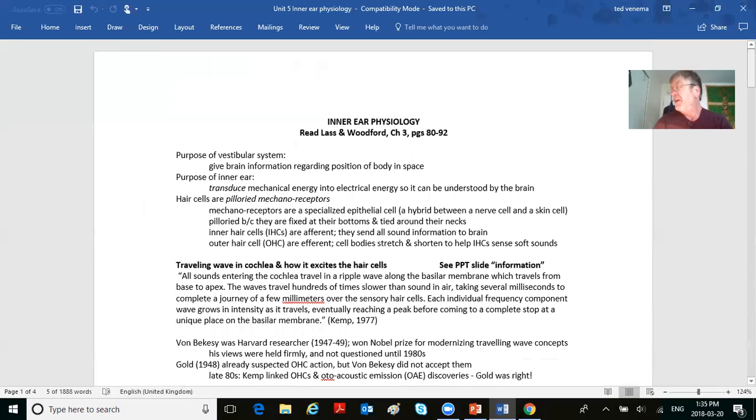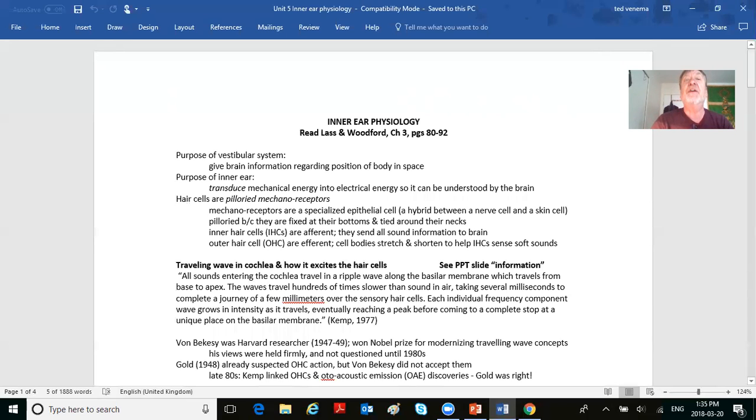Deep breath, sip of coffee here. All right, purpose of vestibular system, give the brain info regarding the position of your body in space. What is the balance system? Vision, vestibular system, proprioception. Remember that?